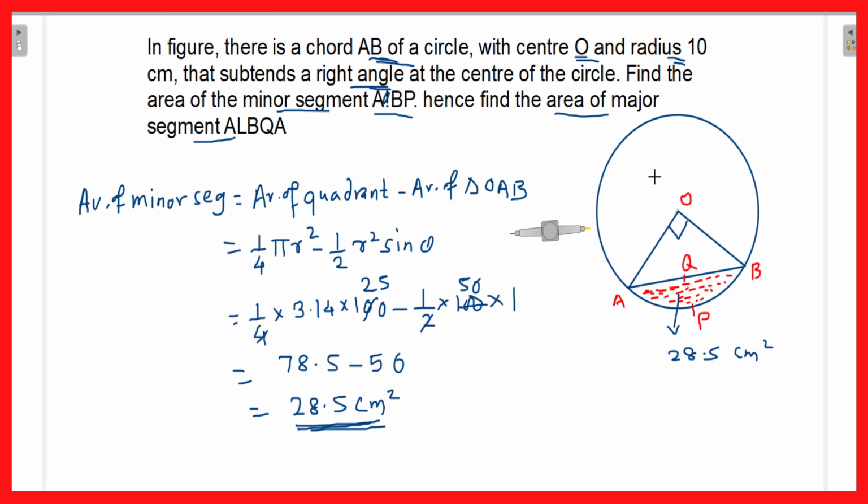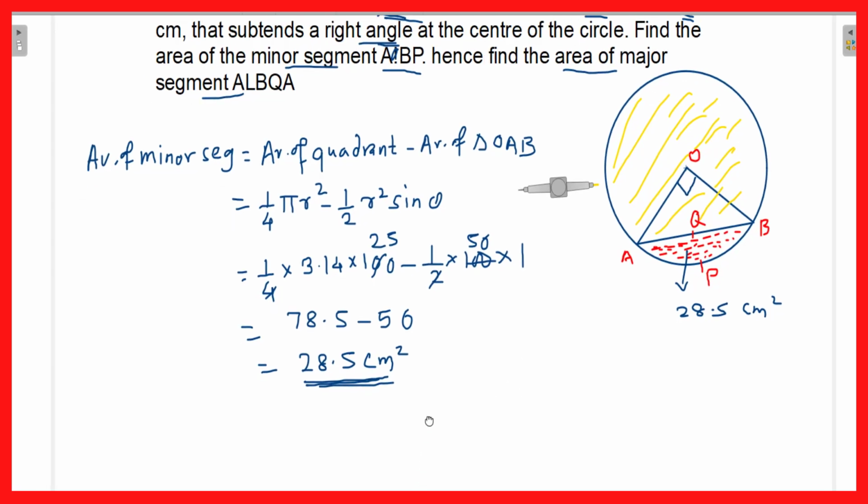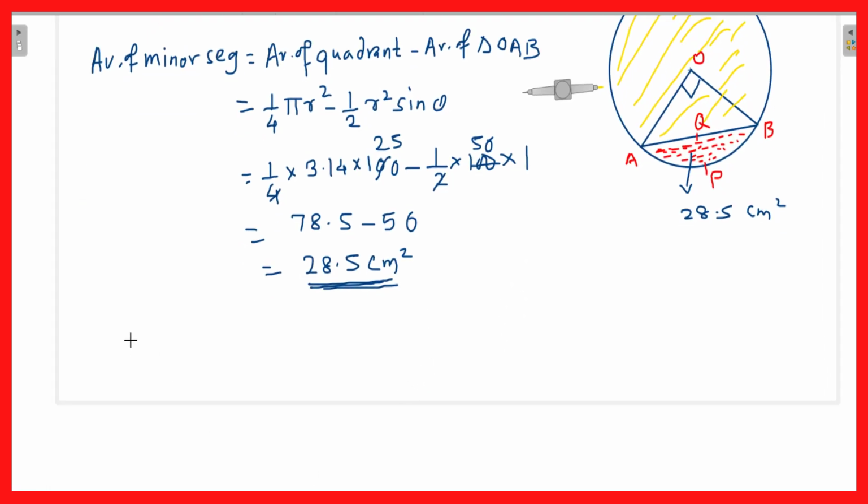Now you have to find the area of the major segment. This area you have to find. How will you find this area? Total area of the circle, correct, minus this area you will subtract, then you will get the area of the major segment. So to find area of major segment, that is equal to area of circle pi r square minus area of minor segment, that is 28.5.